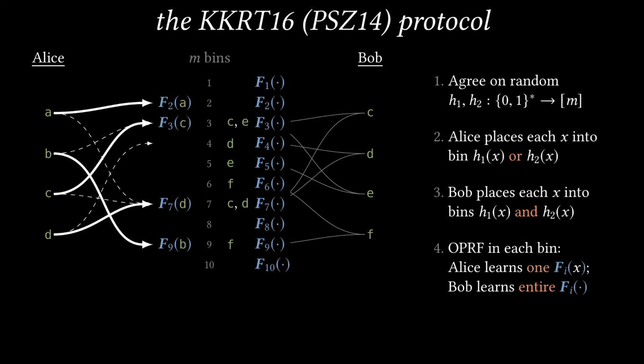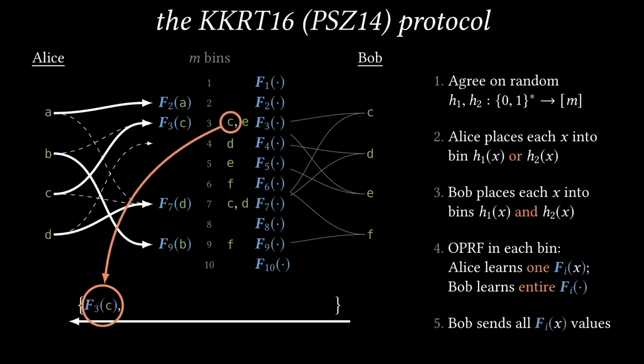Alice plays the role of OPRF receiver. If she places item X into bin I, then she'll learn F_i of X. If she has no item in a bin, then it doesn't matter which F output she learns, so I haven't included it in this picture. Bob learns the PRF function for each bin, and he can evaluate these PRFs on any input.